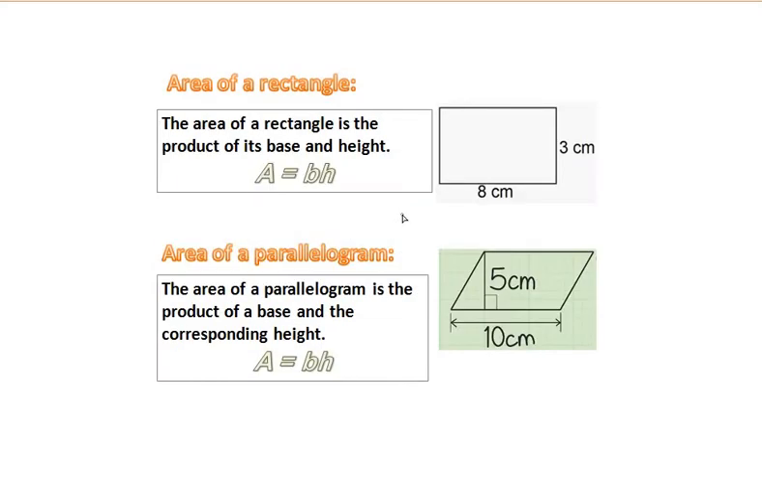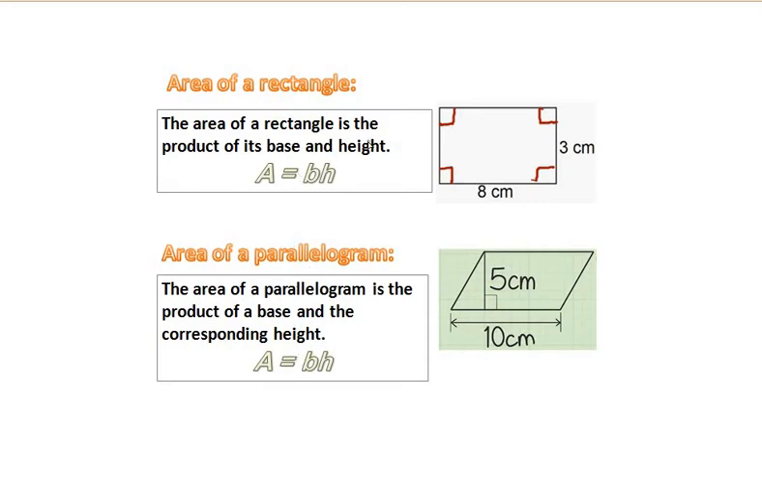A rectangle is a special parallelogram when all the angles are 90 degree angles or right angles. They both have four sides. Each two opposite sides are equal and parallel, and each two opposite angles are equal. But for a rectangle, all the angles are 90 degree angles or right angles. So they have the same formula to calculate the area.